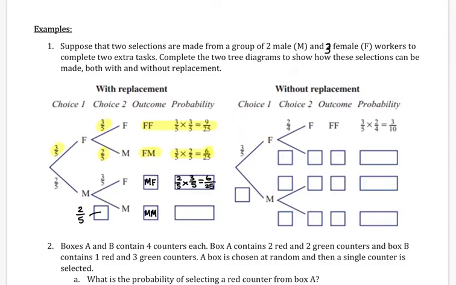And for our probability of our male-male, we want to multiply our branches together. So 2 over 5 times 2 over 5 equals 4 over 25. And that is our probability tree with replacement.